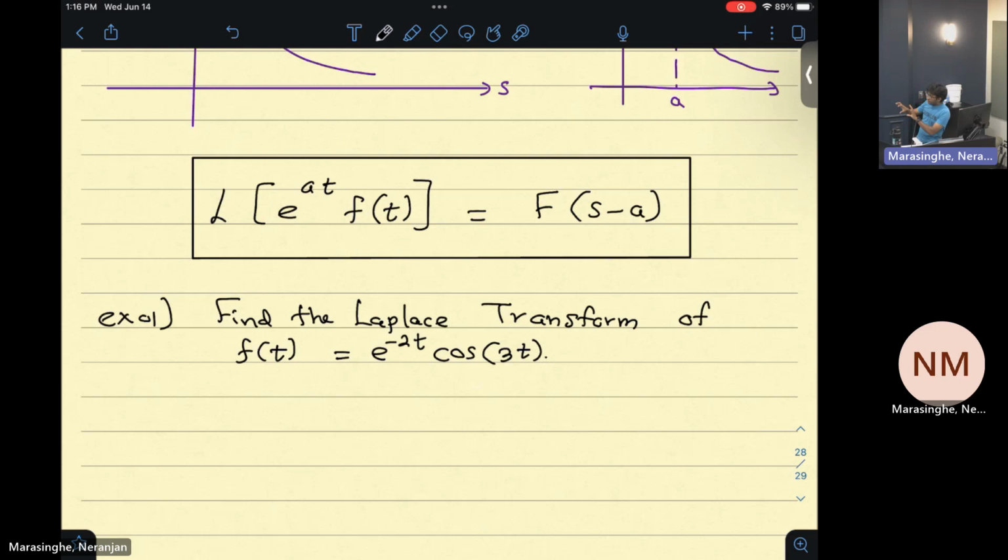Instead of considering e to the minus 2t times cosine 3t, first try to figure out what is the Laplace transform of cosine 3t. So in this case, your function is cosine 3t, and you are multiplying that by e to the minus 2t, right? And you know the Laplace transform of cosine 3t, right? Then you can figure that out. What would happen if you multiply that by e to the minus 2t?